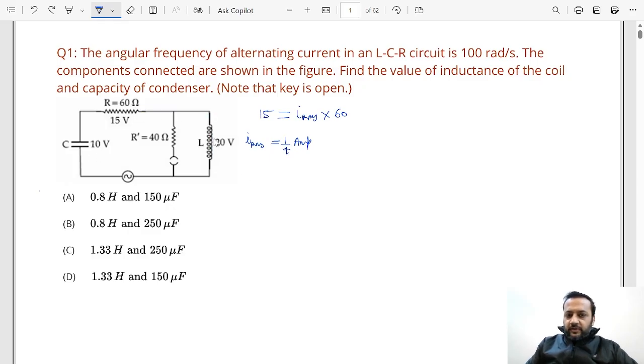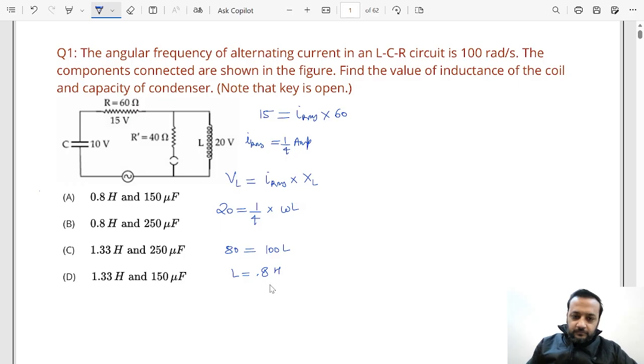Now the same current will be flowing through the inductor as well as the capacitor. So we can write the RMS voltage across the inductor as I RMS into XL. V L is given as 20 volts, I RMS is 1 by 4, and XL can be written as omega L. So 20 into 4 becomes 80, and this omega is 100 into L, so L becomes 0.8 Henry. This is the value of the inductance.